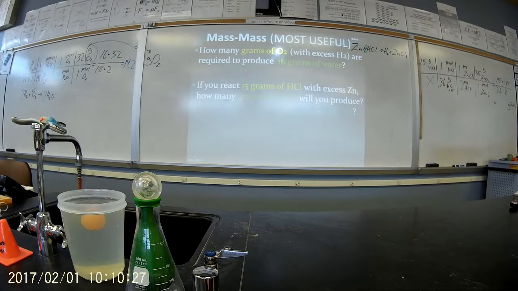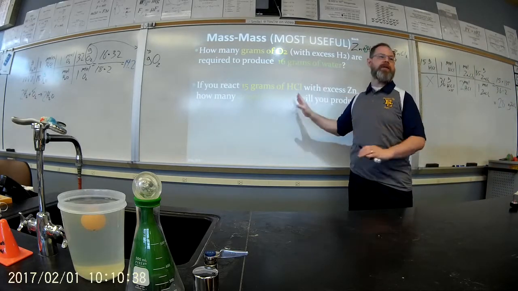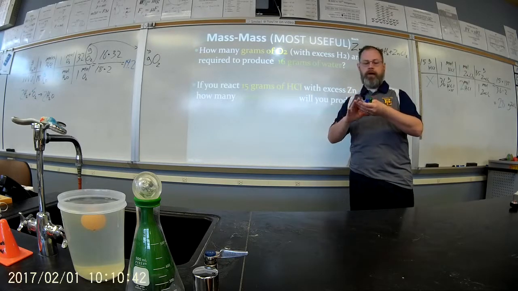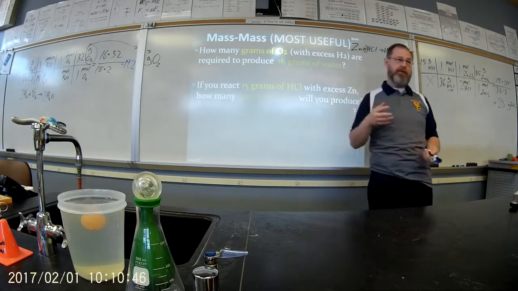28. All right. 28 sounds good. So 28 grams of zinc chloride will be made if I have 15 grams of hydrochloric acid and plenty of zinc. This is not as hard as I was looking. Good. This is the bulk of stoichiometry. Honestly, if you master this, everything else is just minutia.